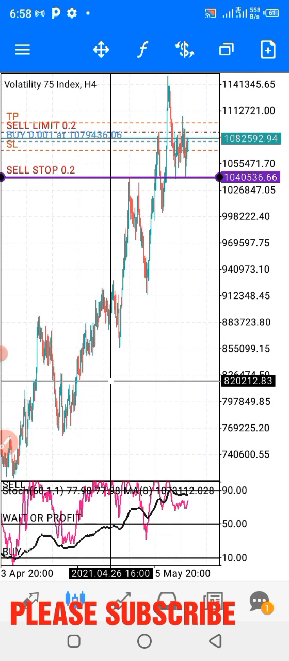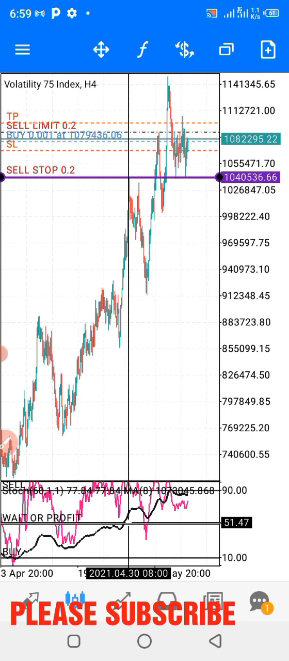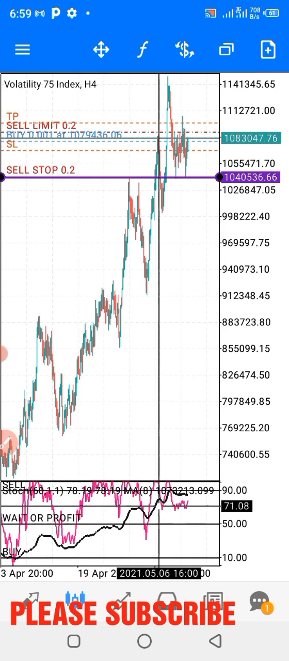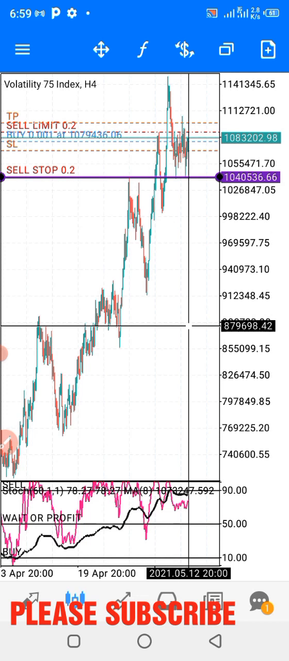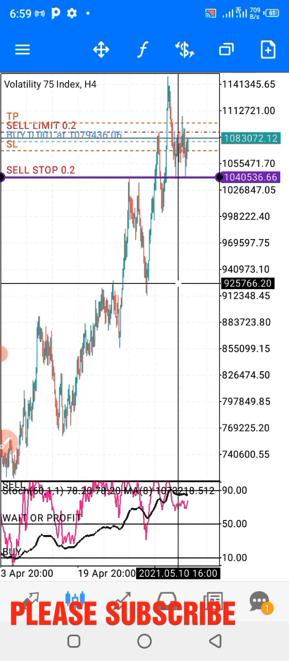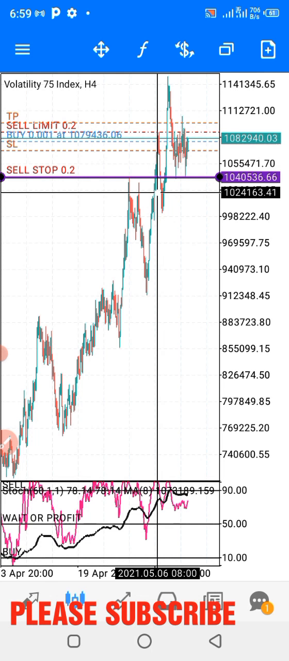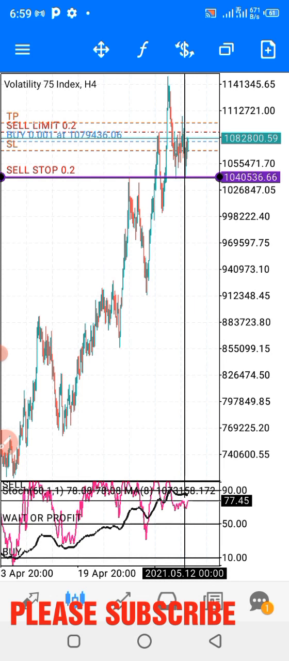Let's say you buy at this level. Once you see the stochastic oscillator reaches level 50, you take your profit. Like this selling, had I sold at this level, I would take my profit. If the market didn't hit the stop loss or take profit, I will take it manually at this level, once the stochastic hits this level.